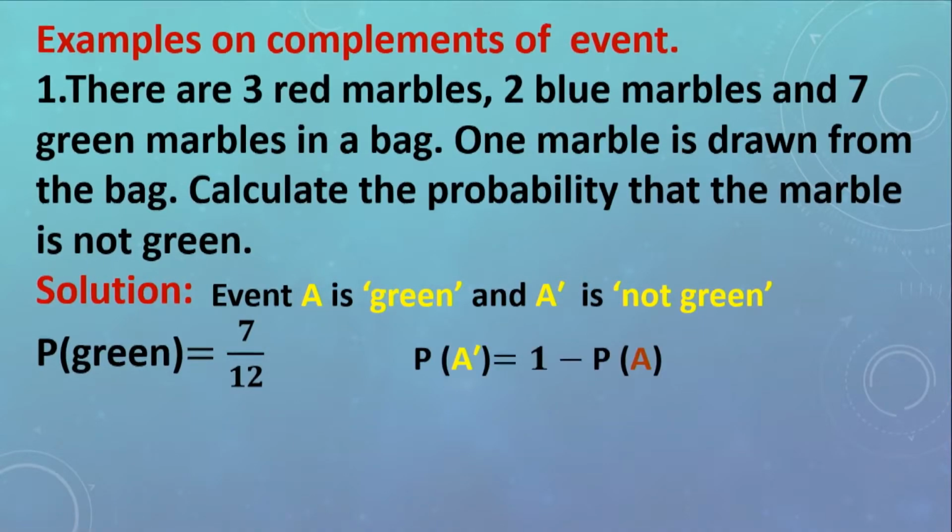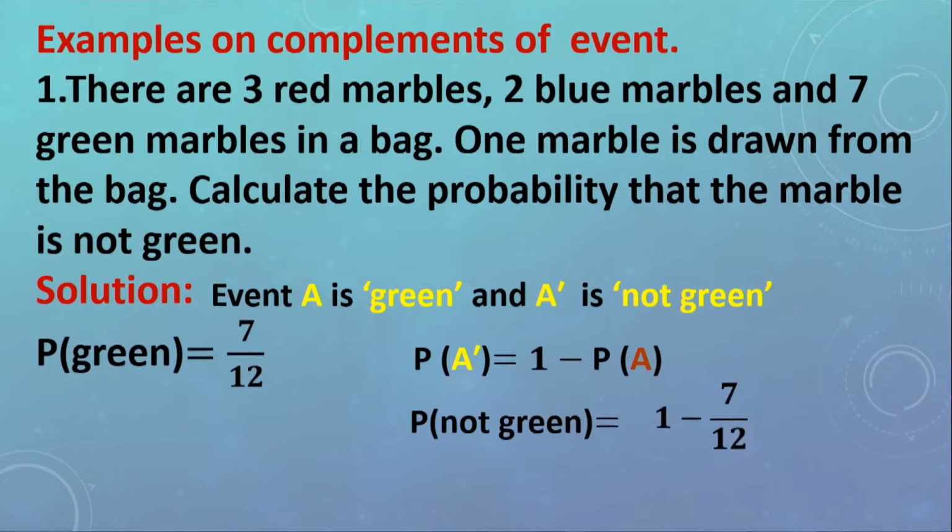Now, using the formula probability A dash equals 1 minus probability of A, probability of A dash is the probability of having a marble which is not green. So the probability of having a marble which is not green is the same as 1 minus the probability of having a green marble, which is 7 over 12. So 1 minus 7 over 12 equals 5 over 12.